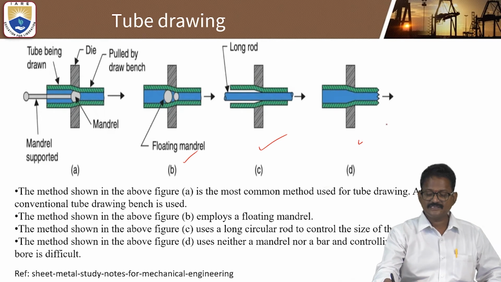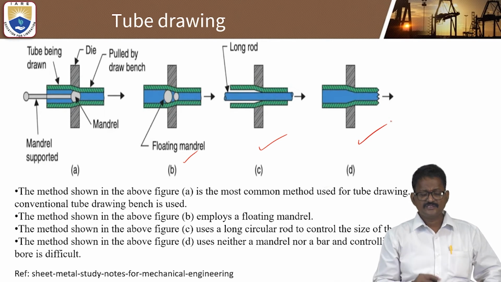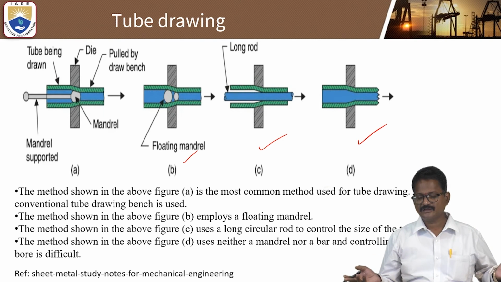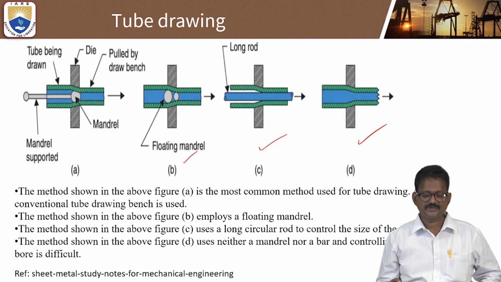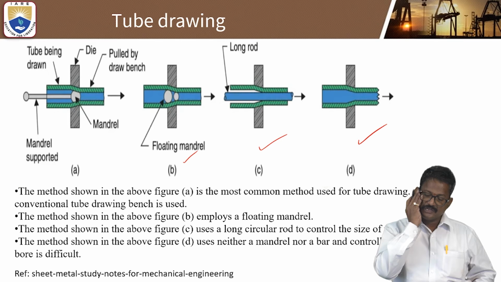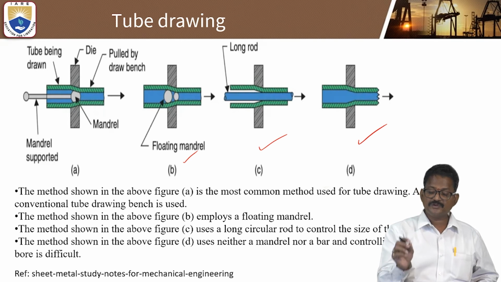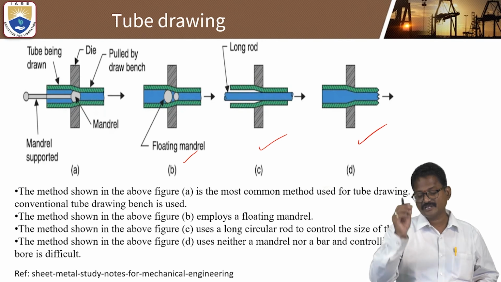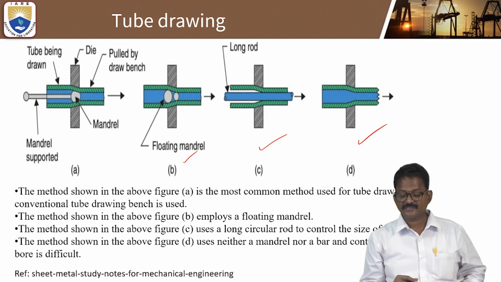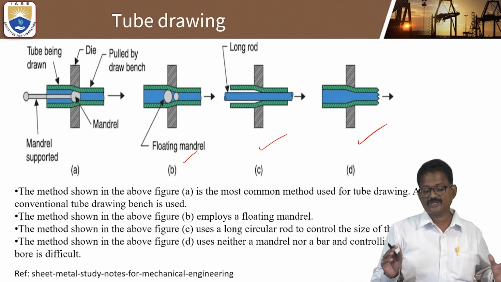And finally, you can see this diagram. They clearly understand there is neither a mandrel nor a bar, and controlling the size of the bore is difficult. Okay, here we are not using a mandrel, we are not using a bar. Only controlling the size of the bore is somewhat difficult. Some technique should be adopted for transforming the material in a tube drawing process.